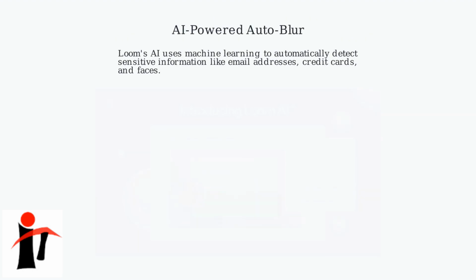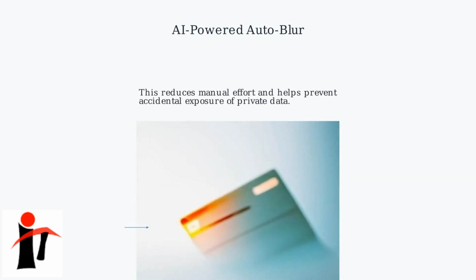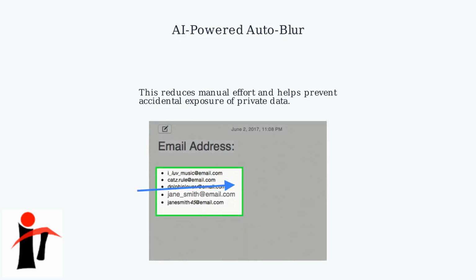Loom's AI-powered auto blur feature uses machine learning to automatically detect and suggest areas for blurring, such as email addresses, credit card numbers, or faces. This reduces manual effort and helps ensure that sensitive information is not accidentally exposed. The AI-driven enhancements make the blurring process more intuitive and automated.